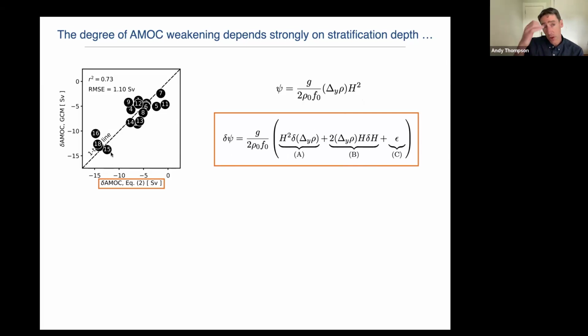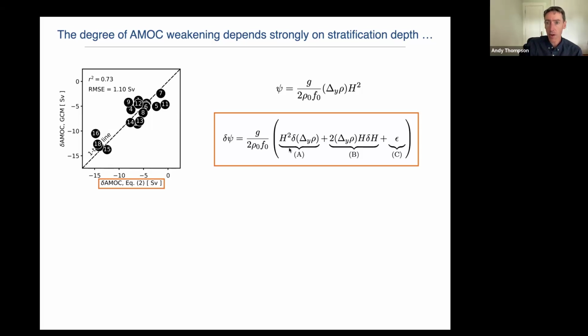On the left-hand side, I'm showing that if you just diagnose the change in the overturning and attribute it to these different terms, you actually do a pretty good job of recovering the changes in the overturning. So this scaling, you might think of it, seems to do fairly well.